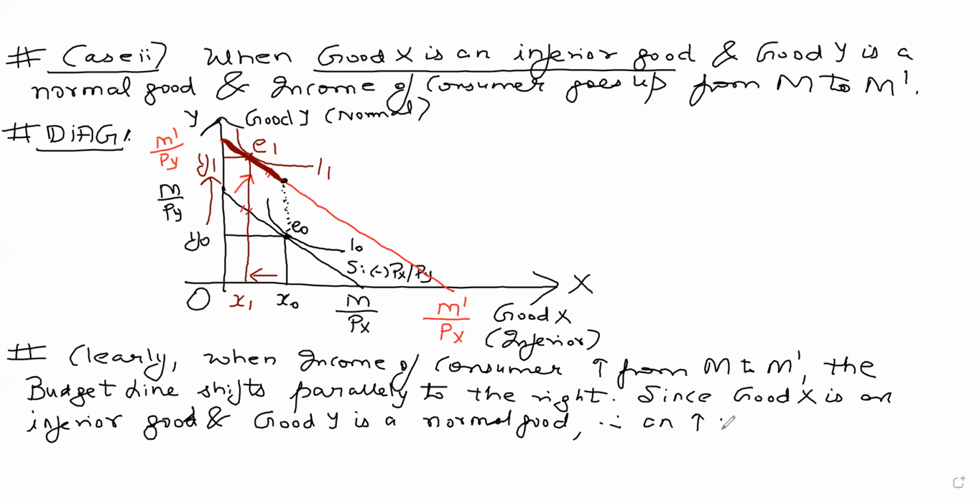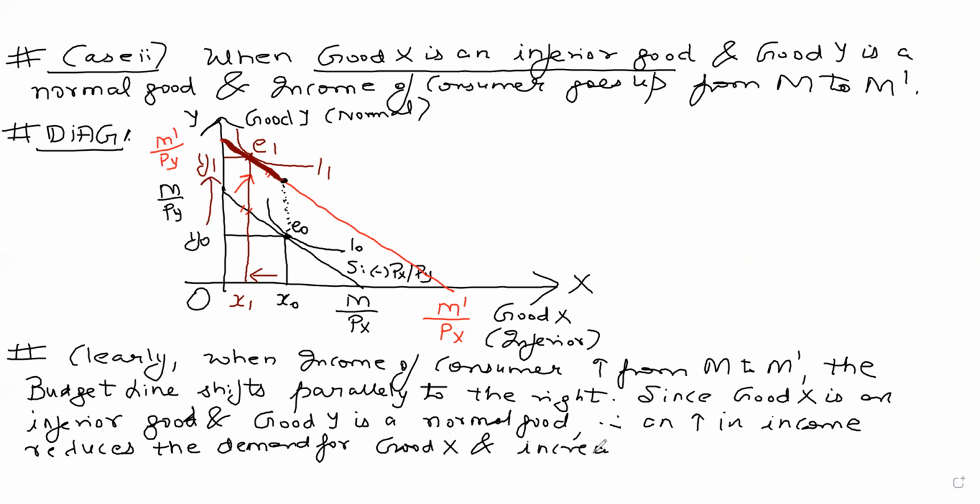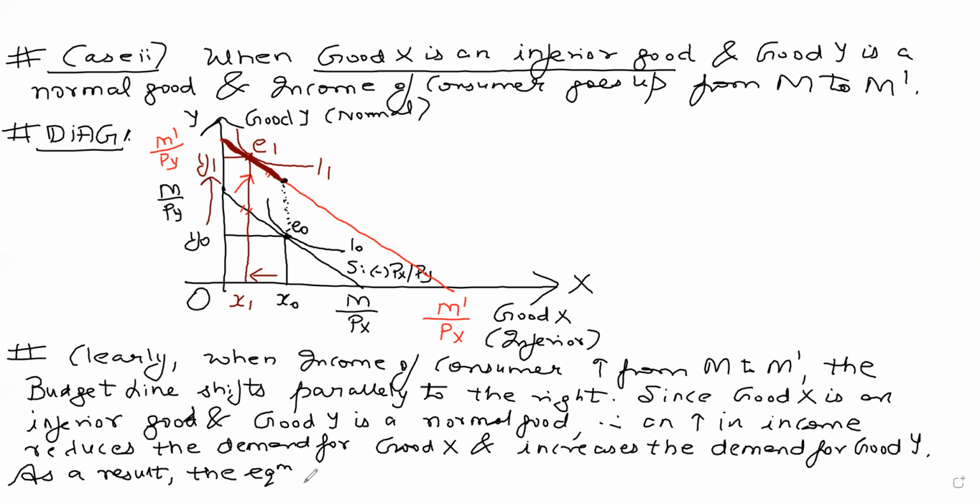therefore an increase in income reduces the demand for good X and increases the demand for good Y. As a result, the equilibrium shifts from E0 to E1.